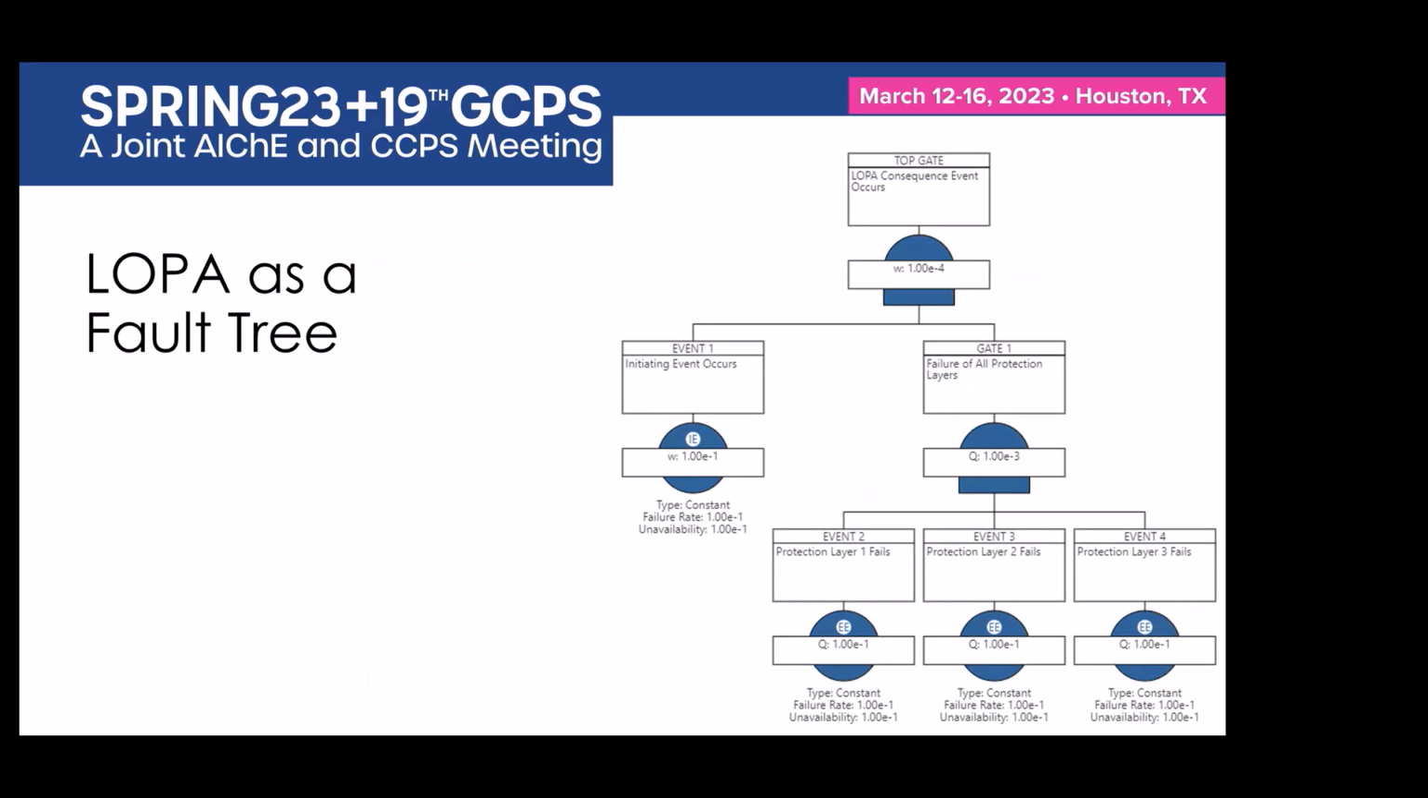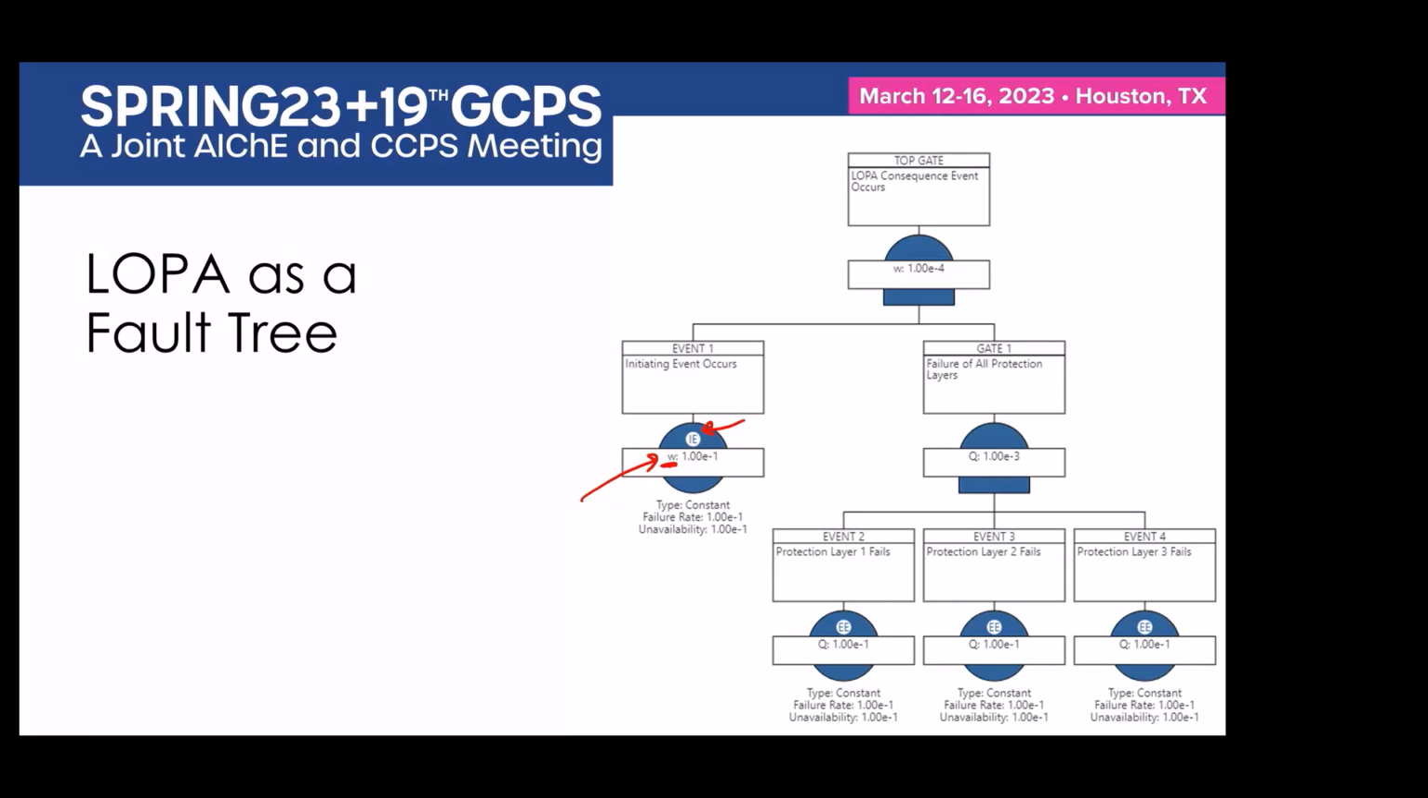Okay, so if you look at a typical layer of protection analysis as a fault tree, it's going to look like this. And this is with one initiating event. I have an initiating event. It is an initiator, and it has a frequency associated with it, which you see the little W there means. It's going to be a frequency. And I have my time units set up in terms of years.